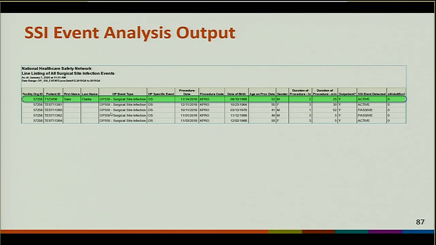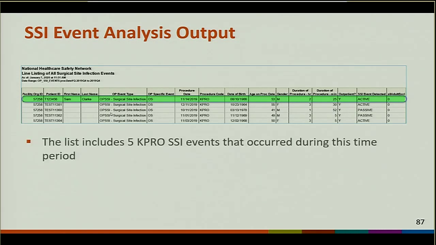All right, our SSI Event Analysis output, we're given a table here, and highlighted in the table we see Mr. Clark's name. In addition to Mr. Clark's name, we see that we have 5 KPRO events for Q4 2019. Among them is Mr. Clark's event, highlighted in green above, from the procedure date marked November 14th, 2019.